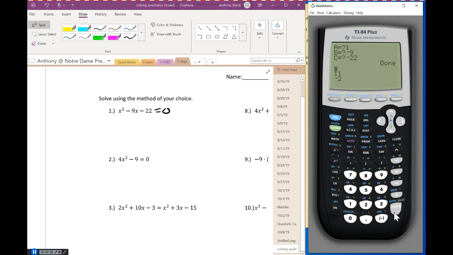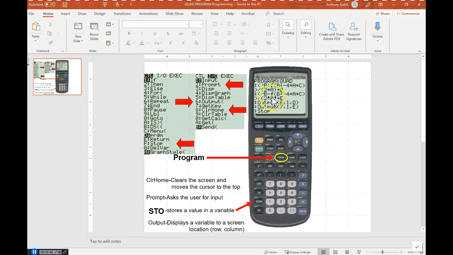Okay, so you're missing a parenthesis likely in your program. My suspicion is after the b squared minus 4ac, you have only one parenthesis instead of two. So if you go back, press the program button, go to edit.